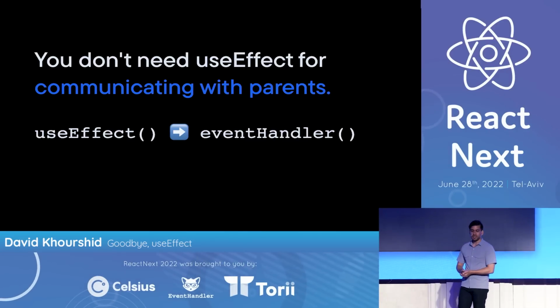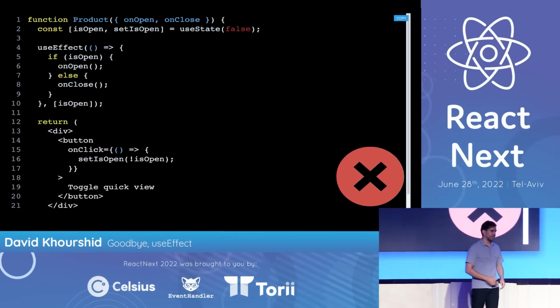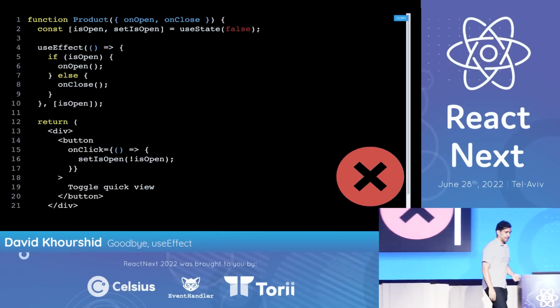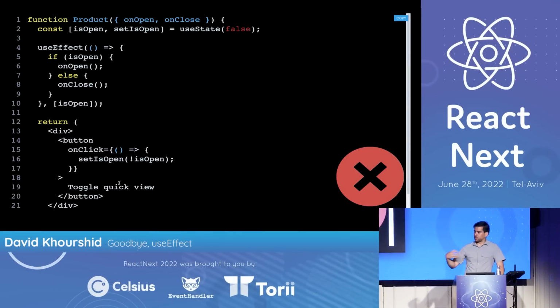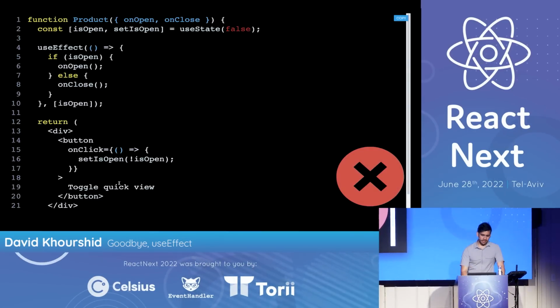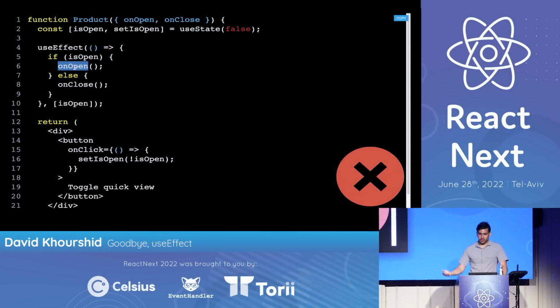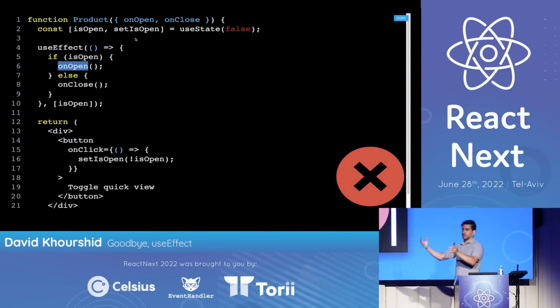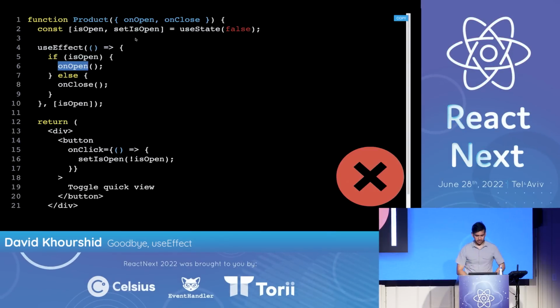So you also don't need useEffect for communicating with parents. And so this is what I mean. And I've done this pattern a lot too. So for example, when we click this button, we're toggling a quick view for looking at a product, and depending on isOpen, we're going to call onOpen or onClose so that our parent knows, hey, this component, this product was opened or closed.